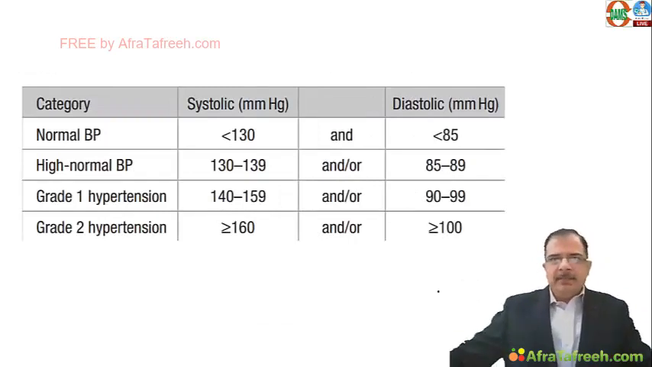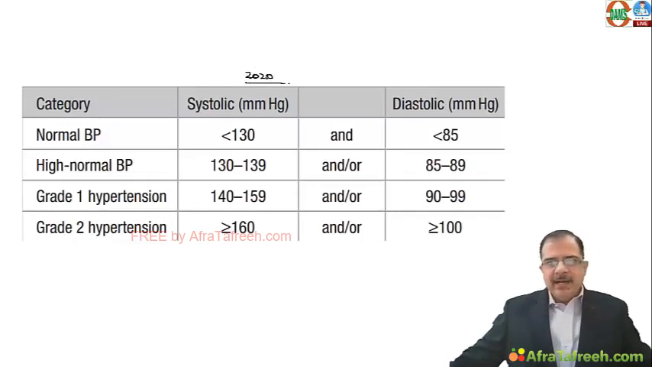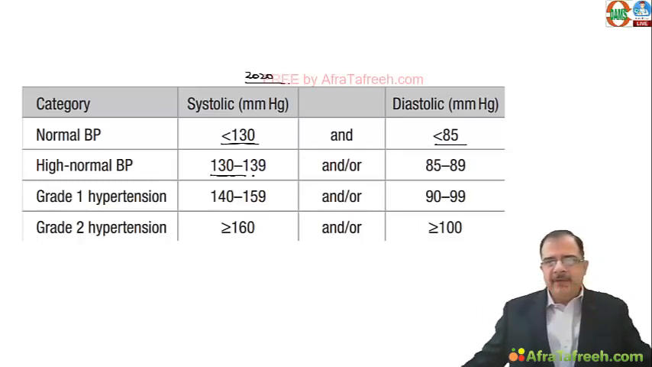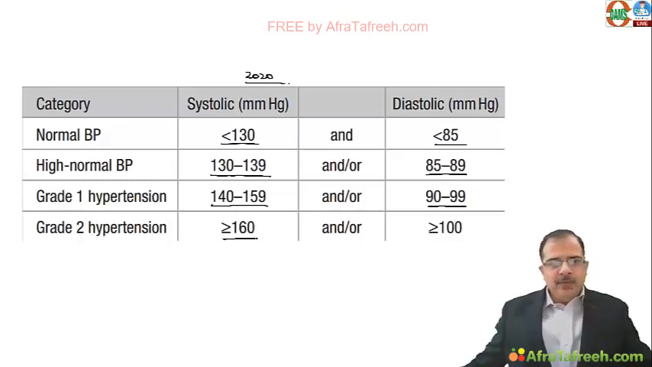Now, blood pressure and vascular disease. We go according to the 2020 guidelines, and according to those guidelines, these are the BP categories: normal BP is systolic less than 130 and diastolic less than 85; high normal BP is 130 to 139 and 85 to 89. Most importantly, grade 1 hypertension is based on a systolic BP of 140 to 159 and diastolic BP of 90 to 99. Grade 2 is systolic more than 160 and diastolic more than 100, or any of these readings coming in that group.